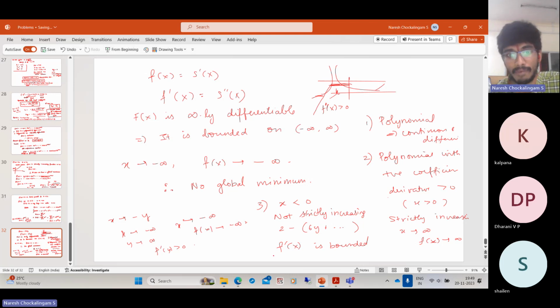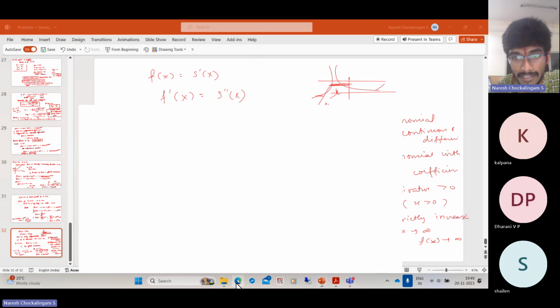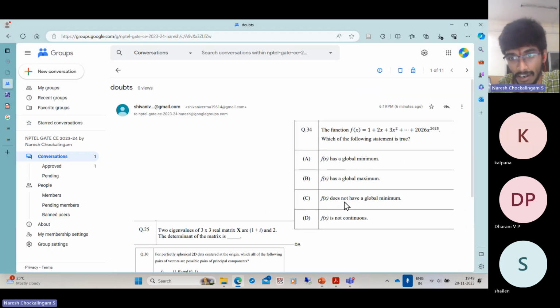Therefore, it has no global minimum also. The minimum value is minus infinity, the maximum value is infinity, so it doesn't have a global maximum or a global minimum. So the correct answer to this question is f of x does not have a global minimum, option C.